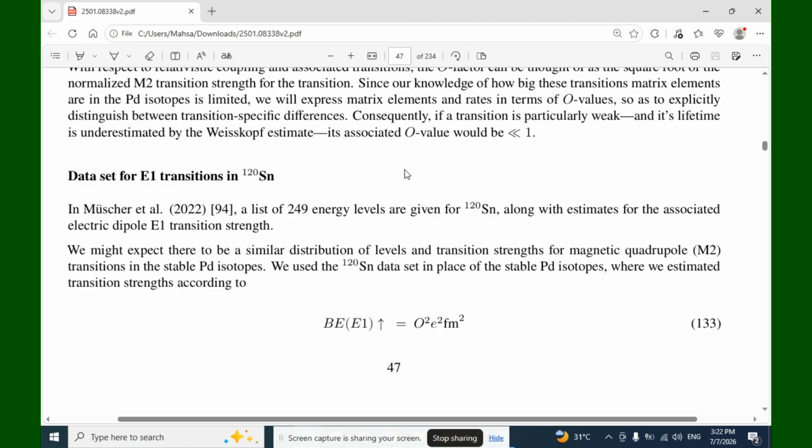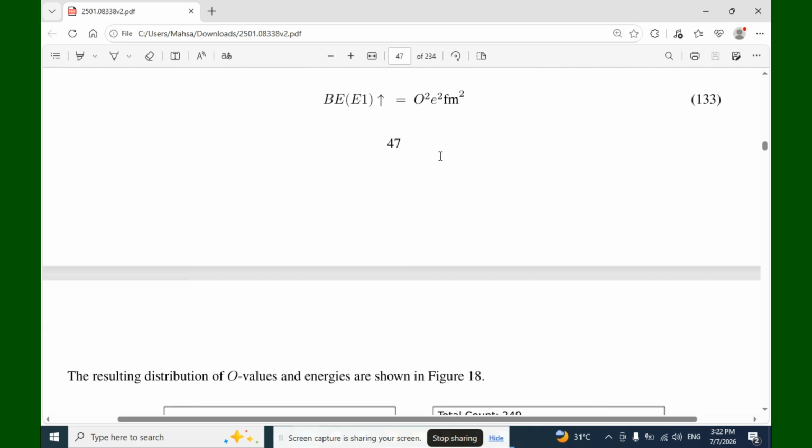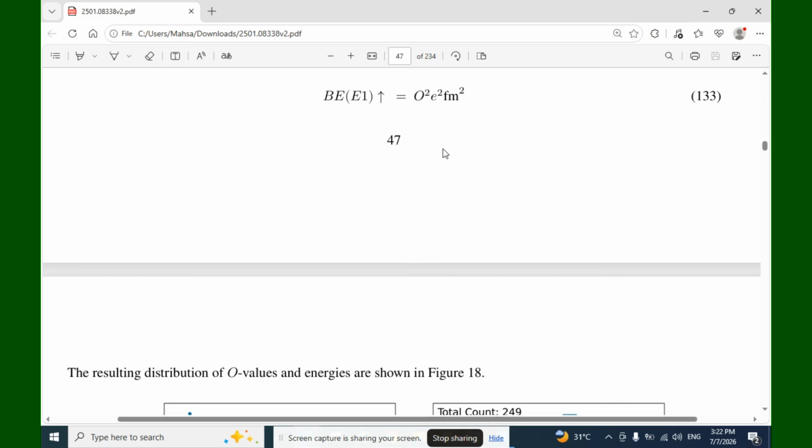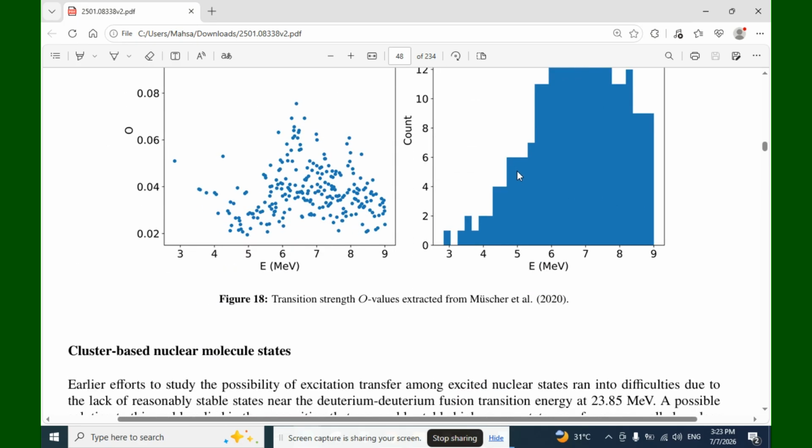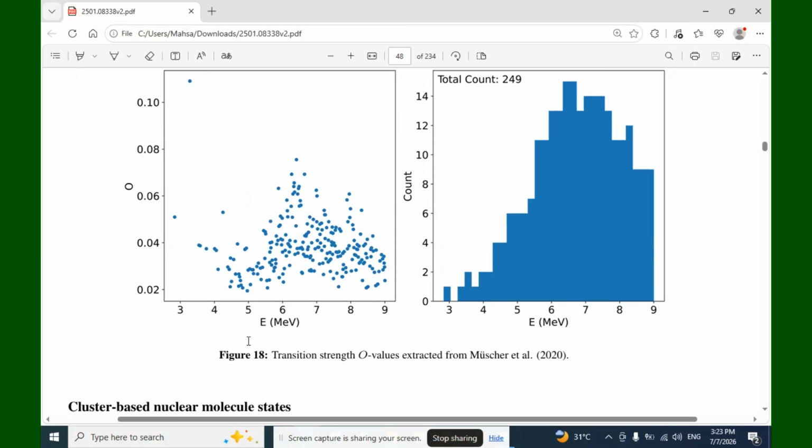We use the SN120 dataset in place of stable palladium isotopes, where we estimated transition strength according to B(E1) equal to omicron squared e squared fm squared. The resulting distributions of omicron values and energies are shown in figure 18. Figure 18 illustrates transition strength of omicron values extracted from Musher and his colleagues in 2020.